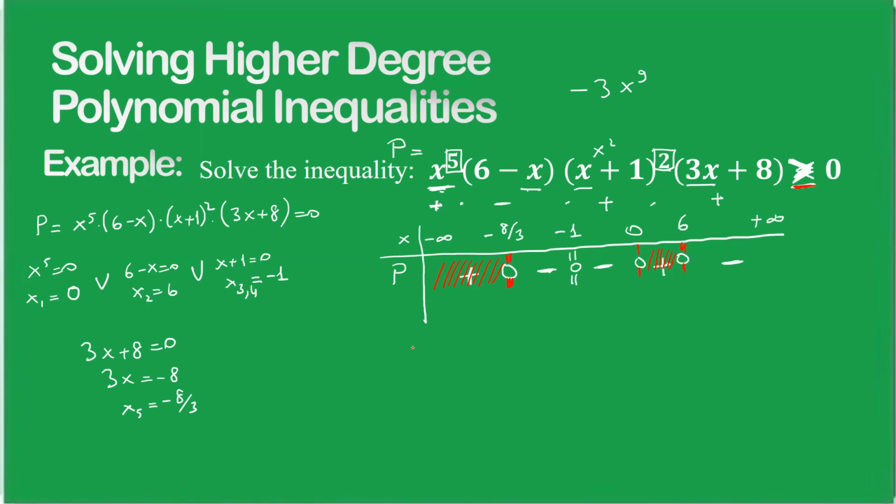So we can write this one as x is element of the numbers from minus infinity to minus 8 over 3, union just the number minus 1. How can we write this one? Like that. Just the number minus 1 and union from, oh, square brackets. Sorry, square brackets. And this one also like that, because it's greater than 0, from 0 to 6. This is our solution set.